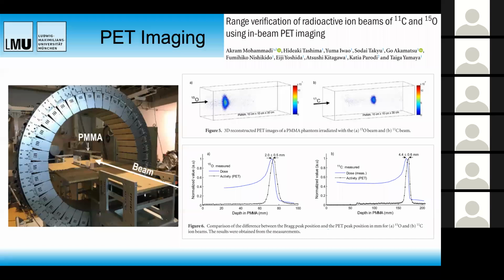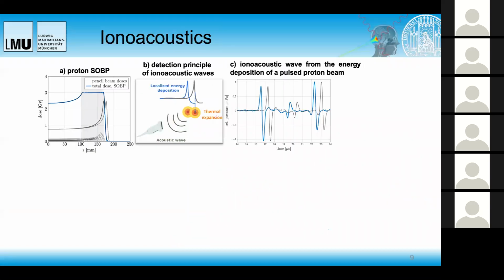So now I'll switch a bit to acoustics. This concept is a little bit different. And here the idea is that when a pulsed proton beam stops in matter, it leads to a local temperature increase, which then results in a thermal expansion, and it sends out an acoustic wave. And this acoustic wave can then be measured on the patient surface. And from the time of flight, so basically how long it takes for the acoustic wave to propagate from the Bragg peak, from its origin to the sensor, entails information about the location.